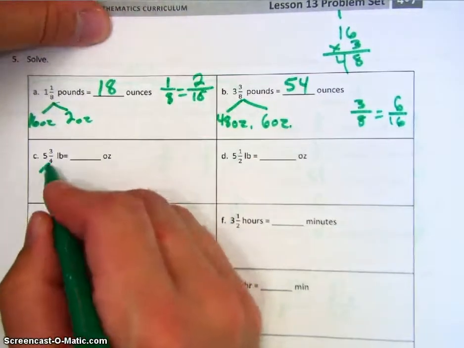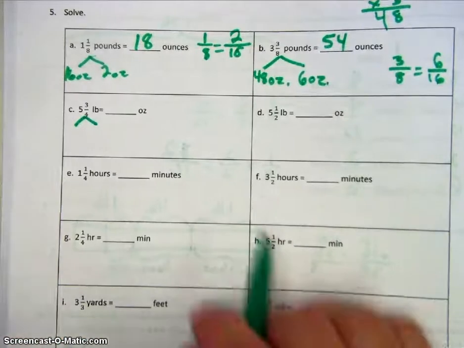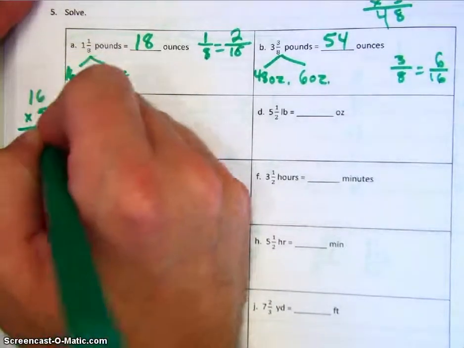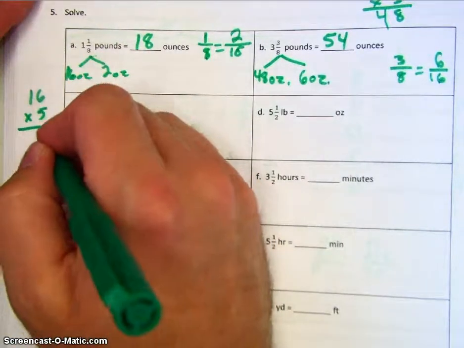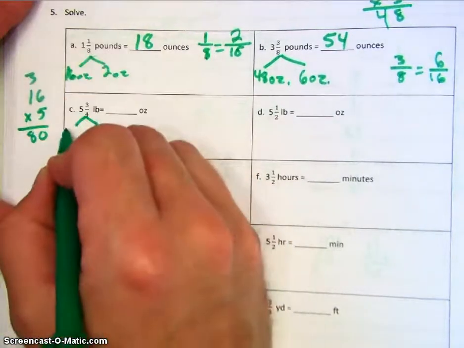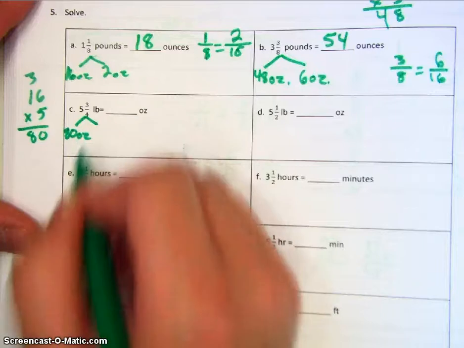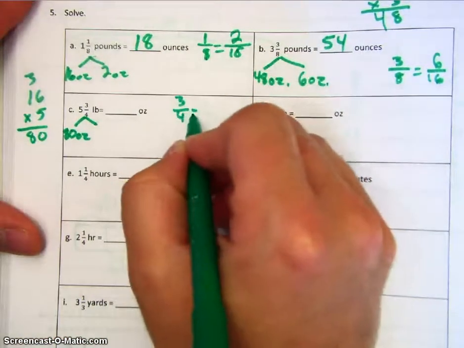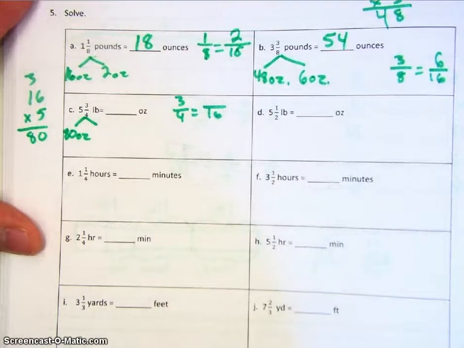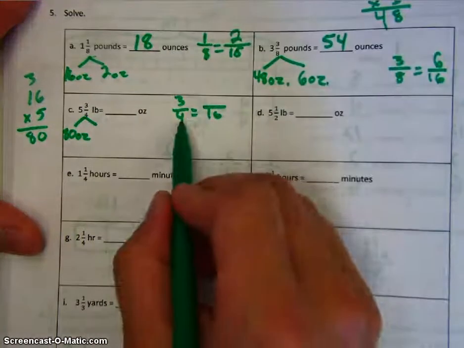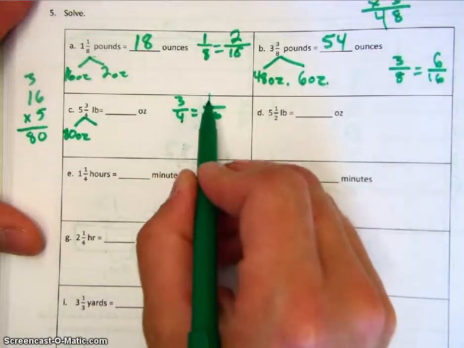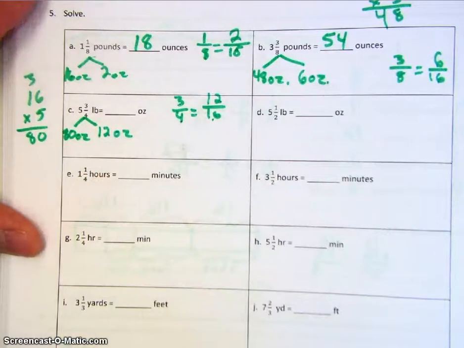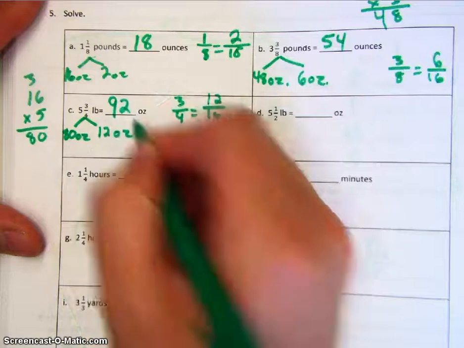Okay. So moving on to the next one. Again, pounds to ounces. Okay, so we're going to take our 5 pounds and we're going to multiply that times 16 and do that off in the margin. Okay, and we're going to see that we have 80 ounces from our 5 pounds. Okay, and again, we have 3/4 equals how many 16ths of a pound? So 4 times 4 is 16. 3 times 4 is 12. So then we have 12 ounces from our 3/4 of a pound. Add those up, we get 92 ounces.